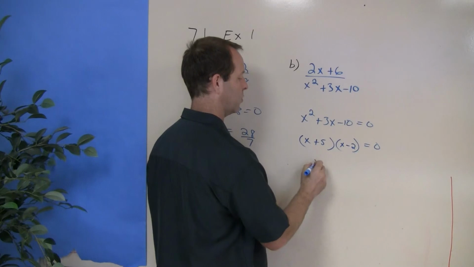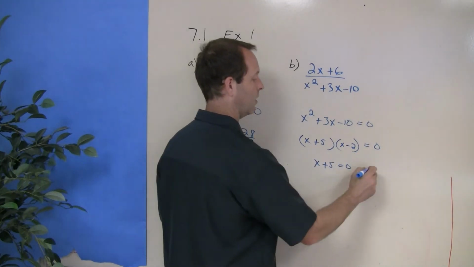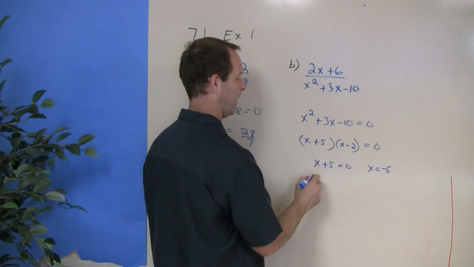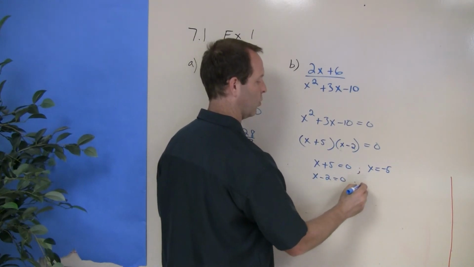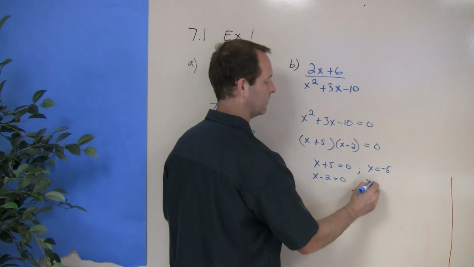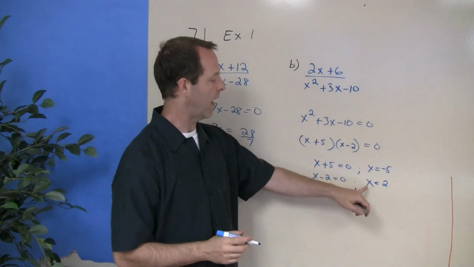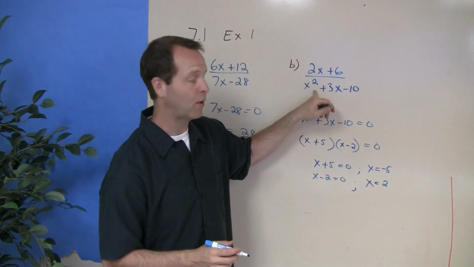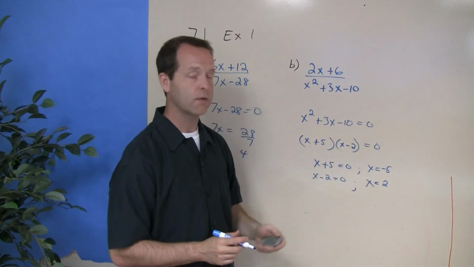So I'm going to look at the first one, x plus 5 equals 0. That's true when x is negative 5. And the second one, x minus 2 equals 0. That's true when x equals positive 2. So the values of x that make this rational expression crash are when x equals 2 or x equals negative 5.